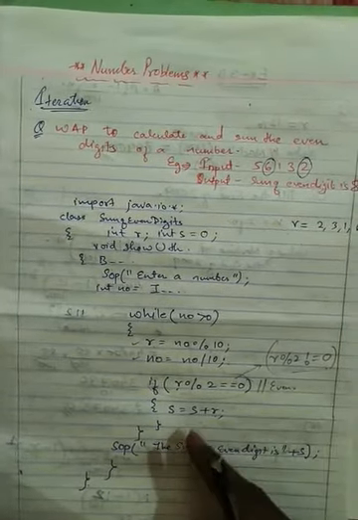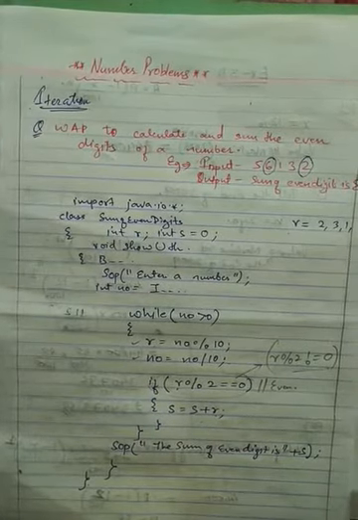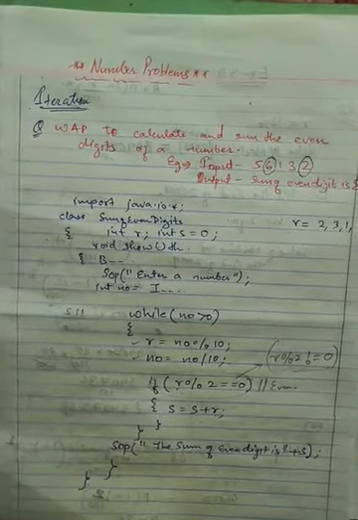So when the remainder is not 0, it will calculate the sum. Understood? Clear? So this is how we will be doing this question.